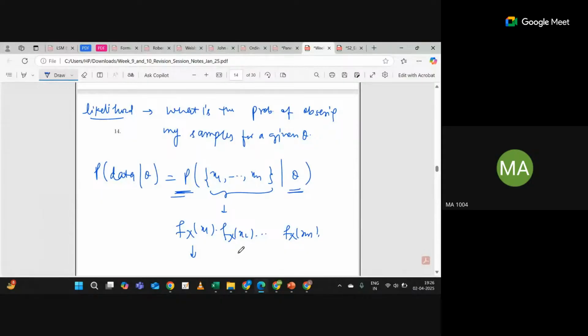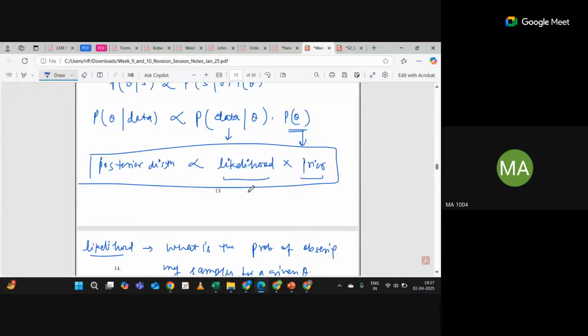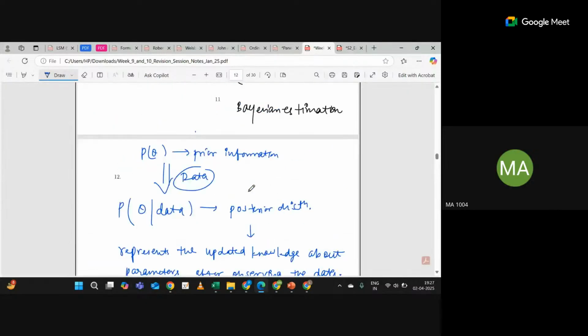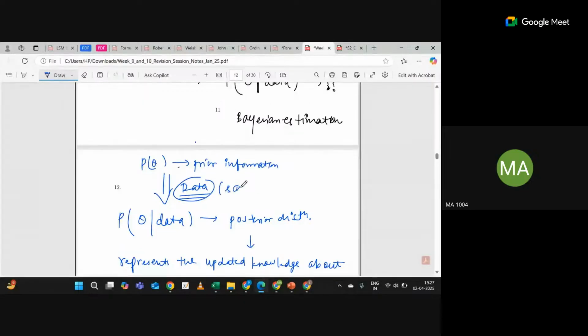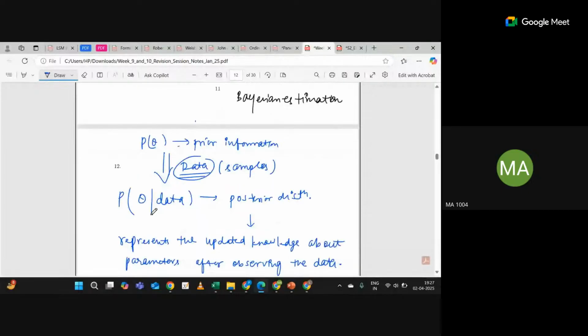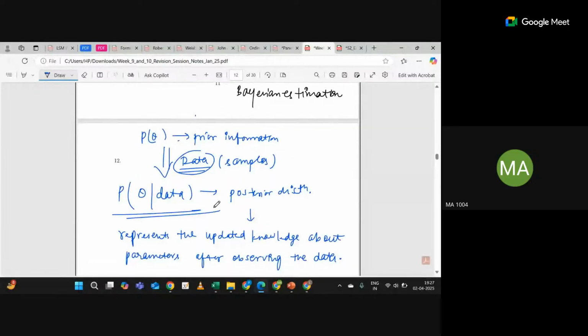Suppose P hat is coming out to be 0.92. This is again close to 1. Suppose P hat is coming out to be, let's say, 0.21. This is not close to 1, right? Got it. So are you getting my knowledge? You have some prior knowledge, which I'm denoting as P of theta, the prior information. Now you will have some data, means you will have some samples. Using these samples, you are going to update your knowledge or information or beliefs.